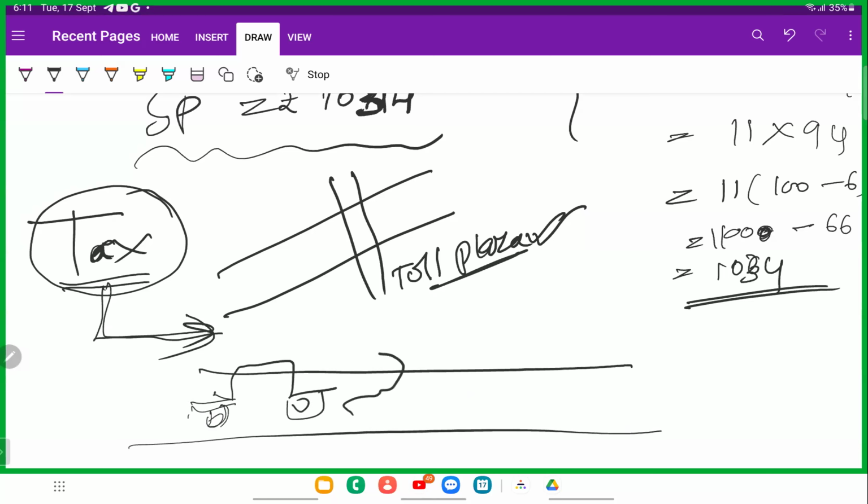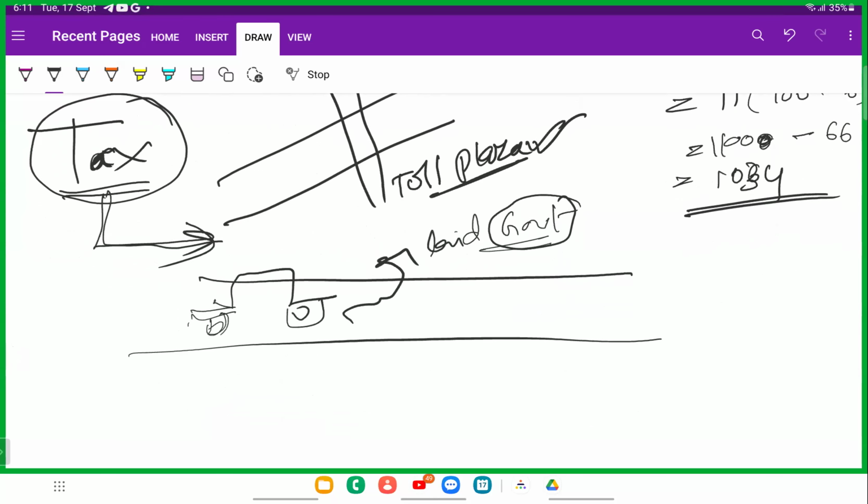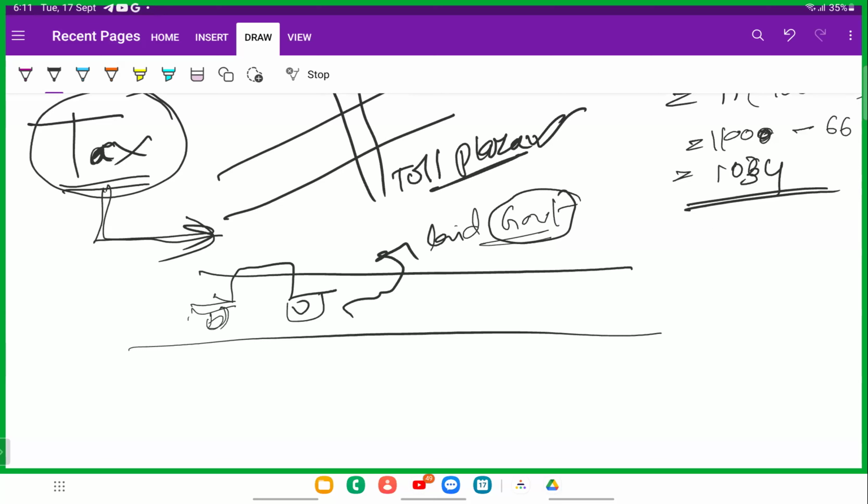So actually this road is laid by government. How is this road laid by government? Through the taxes given by the population of this country. How are these taxes collected? That is income tax. So this tax is collected through income tax.